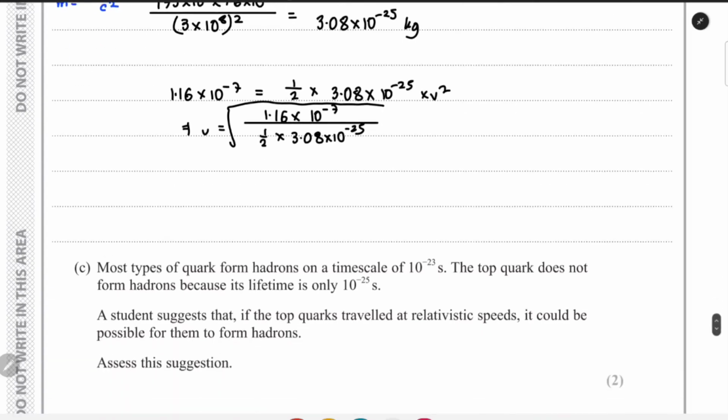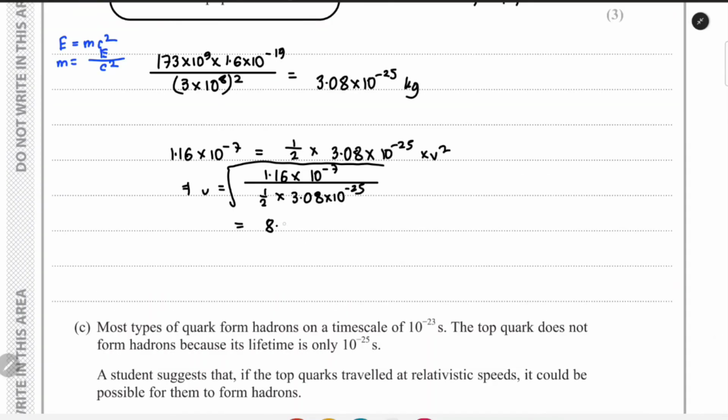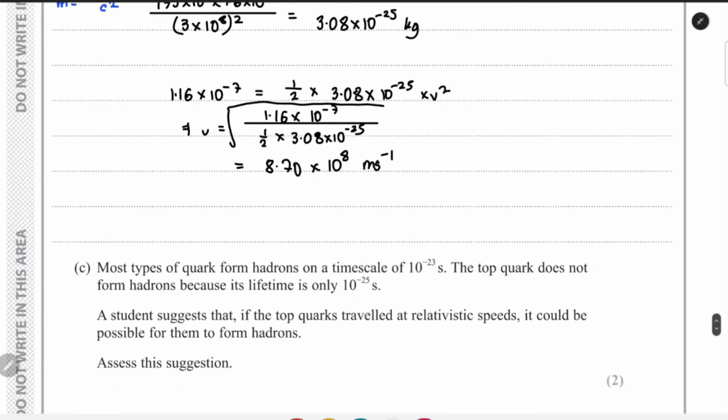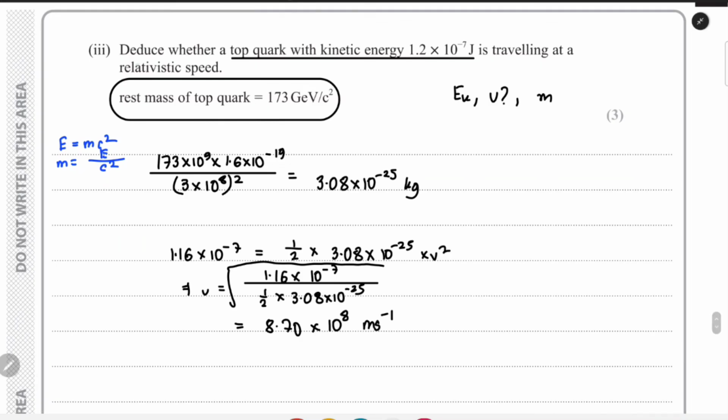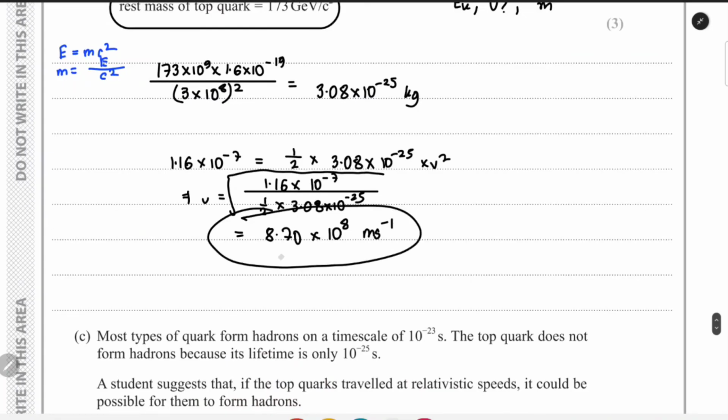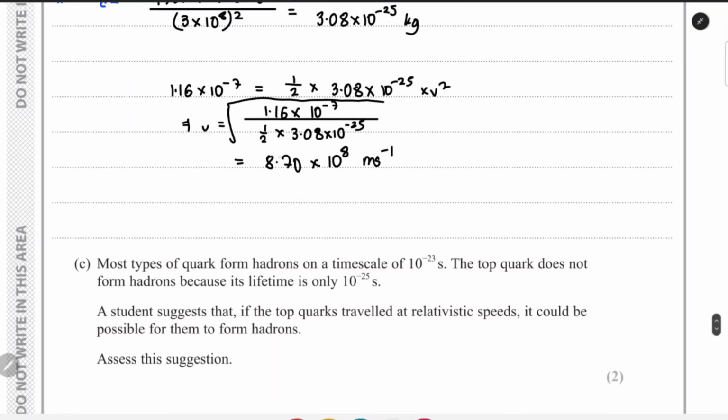This comes out to be 8.70 into 10 to the power 8 meter per second. This is greater than the speed of light, so this is not possible. This is not traveling at a relativistic speed, it is traveling faster than that. Anything in this universe cannot travel at speeds greater than 3 into 10 to the power 8, which our calculations say it's doing.